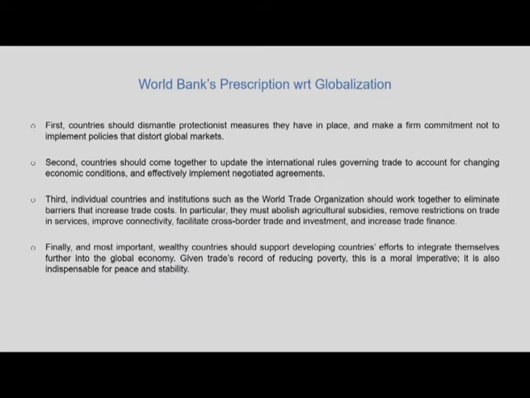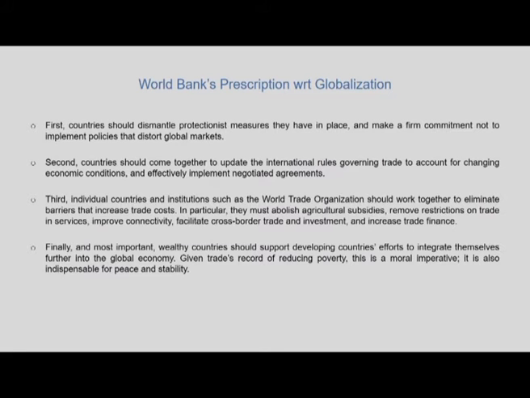The third prescription given by the World Bank is with respect to individual countries and institutions such as the World Trade Organization. They should work together to eliminate barriers that increase trade costs. In particular, they must abolish agricultural subsidies, remove restrictions on trade in services, improve connectivity, facilitate cross-border trade and investment, and increase trade finance.